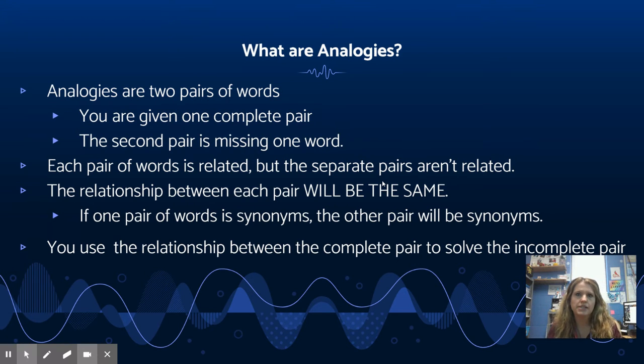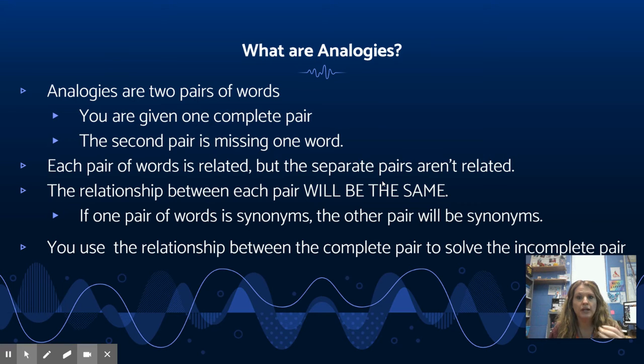What are analogies? Analogies are 2 pairs of words where you're given one complete pair and then the second pair is missing one word. And sometimes we'll see that they can be listed in different orders. But each pair of words is related, but the 2 pairs of words aren't related. So if I have 4 words, words 1 and 2 are related, words 3 and 4 are related, but the 2 sets aren't related to each other, but they share the same relationship.